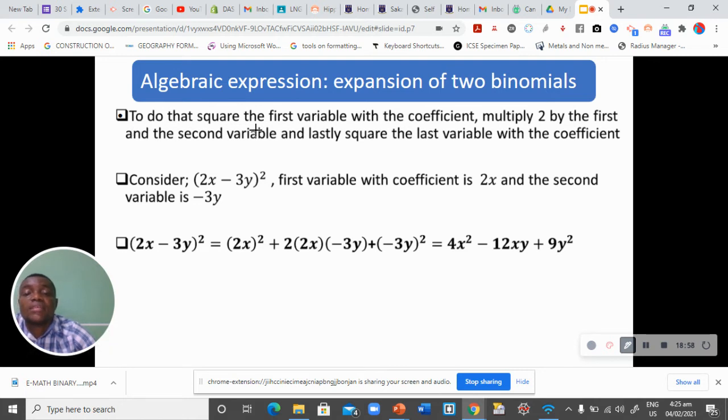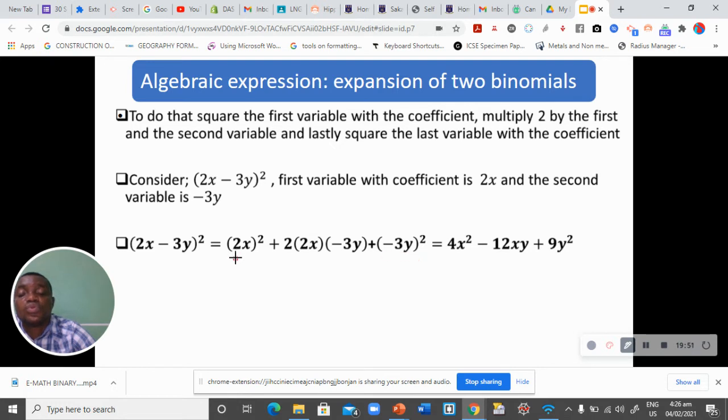To do that square, the first variable with the coefficient, we square them. So if you want to do this, we square the first variable in that expansion we want to do. Then we multiply 2 times the first and the second variables. Then we square the last variable. Let's consider (2x minus 3y) all squared. The first variable with the coefficient is 2x. The second variable with the coefficient is minus 3y. So the rule: (2x minus 3y) squared. First square the first one, which is (2x) squared. Then 2 times the first, which is 2x, and minus 3y. Then the last one, which is (minus 3y) squared.